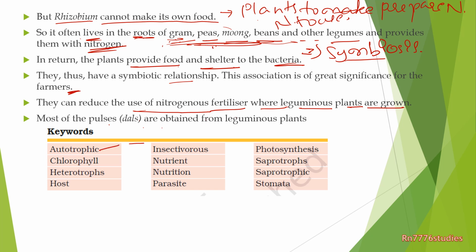Autotrophic, insectivorous, photosynthesis, chlorophyll, heterotrophs, host, nutrient, nutrition, parasite. See, Cuscuta, stomata are guard cells, which help absorption. Saprophytic. See, we have done all these things. If you don't understand, please once again go through this video. You'll come to know. Okay.